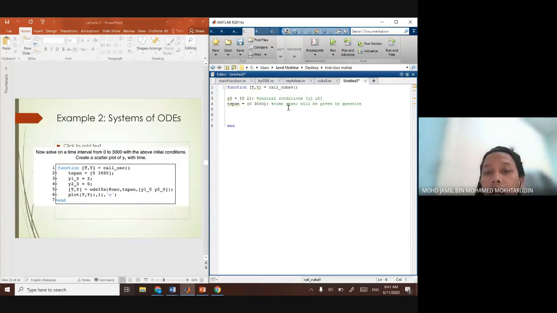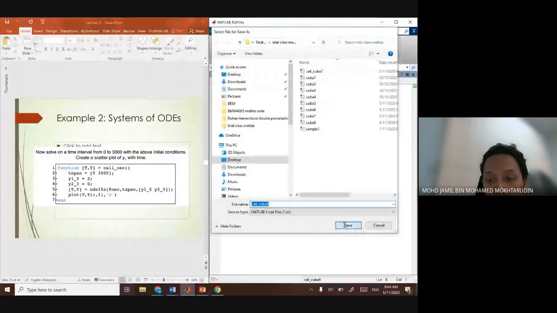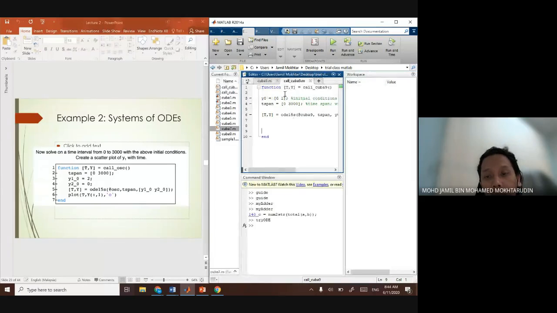Okay, so after you state your initial condition and time span, then you can write your ODE solver. So ODE15s. First thing you need to call your ODE function, which is Cuba 9, and then put your time span, and then put your initial condition, and then you can see. Then we can try solve this.